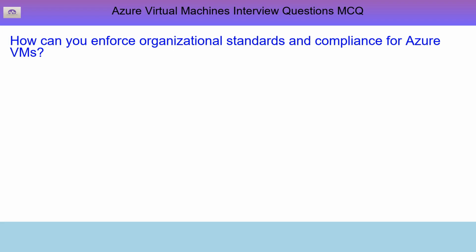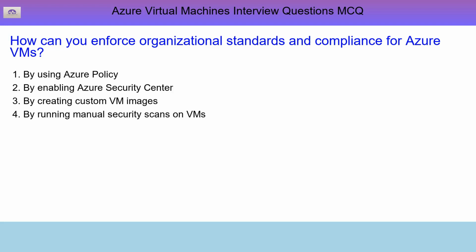How can you enforce organizational standards and compliance for Azure VMs? Here are your options. 1. By using Azure Policy. 2. By enabling Azure Security Center. 3. By creating custom VM images. 4. By running manual security scans on VMs. The correct answer is by using Azure Policy.